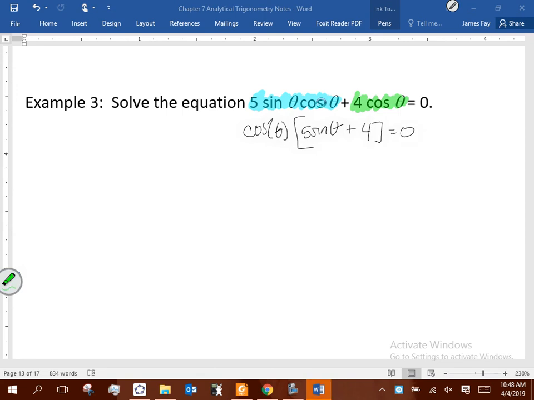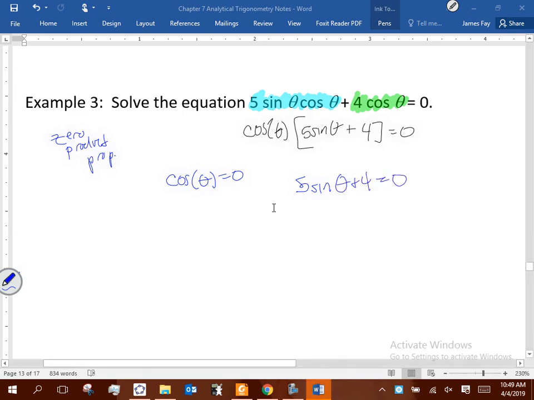Now what we have here is always something to be on the lookout for. We currently have the zero product property, which says if you take 2 numbers and multiply them together and you get 0, what does that say about one or both of those numbers? They are themselves 0. So cosine theta is either 0 or 5 sine of theta plus 4 is 0. Does that make sense? This one's easy to find.